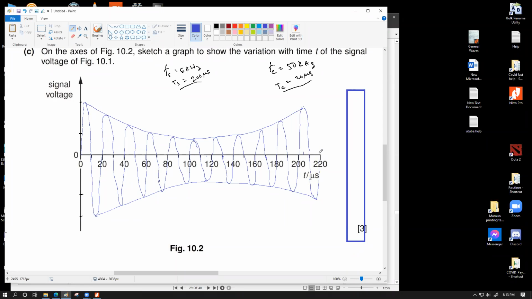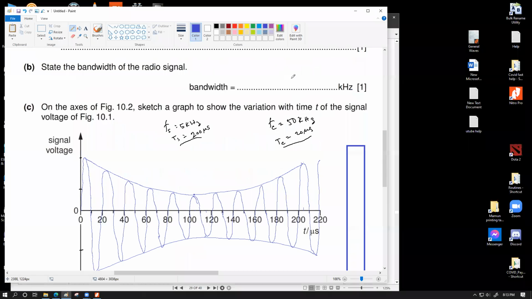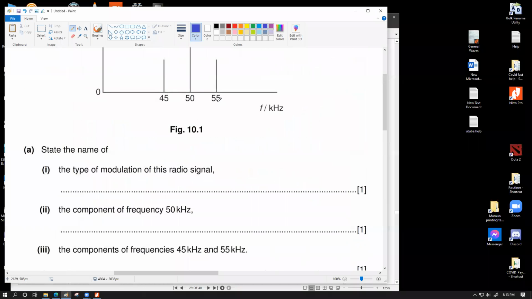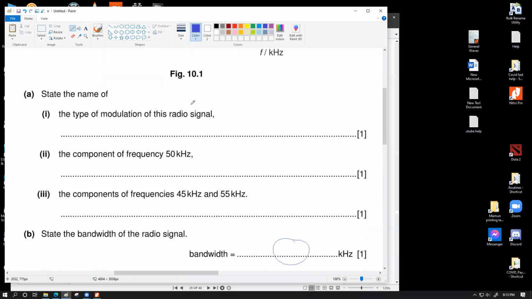Sir, Fahim in the chat box is asking where the 5 kilohertz came from. Oh, I got the 5 kilohertz by halving the bandwidth. The bandwidth over here was 10 kilohertz, 45 through 55. So if you take half of that, because the bandwidth is 2 FA, that is 5 kilohertz.